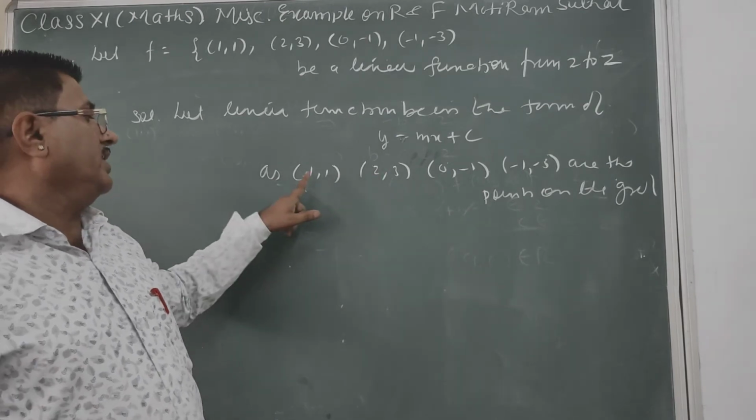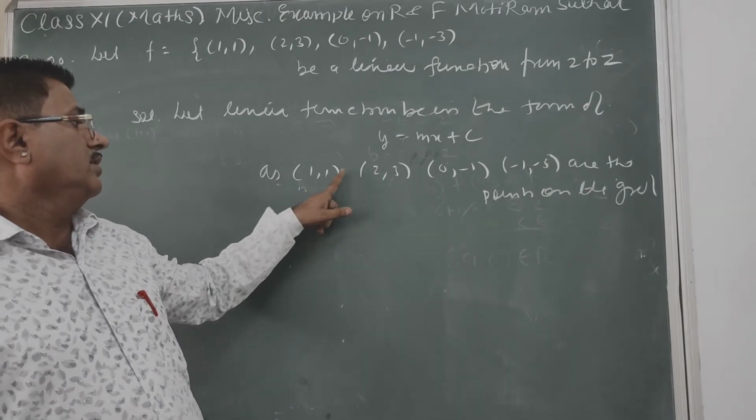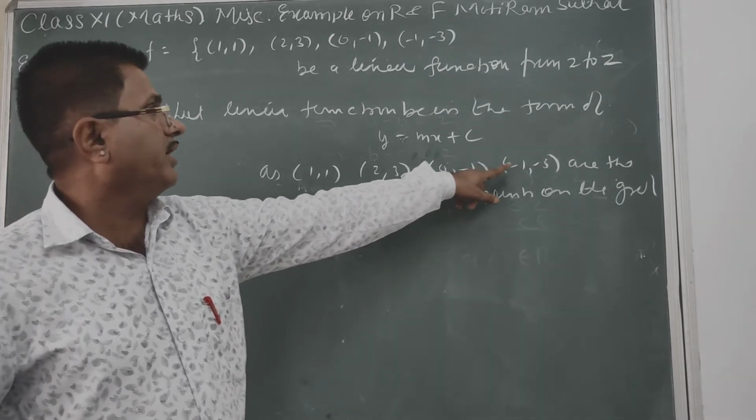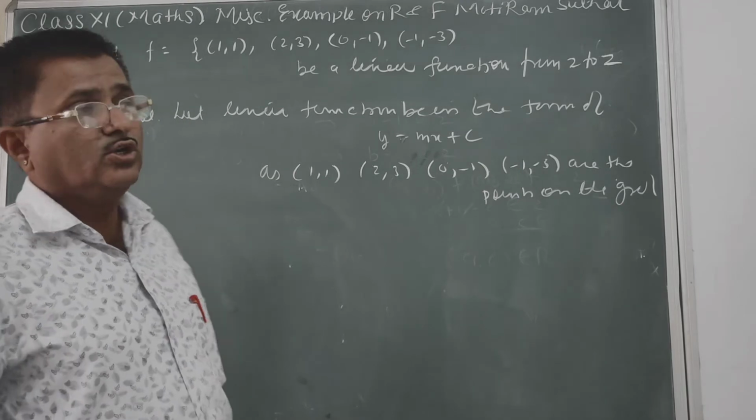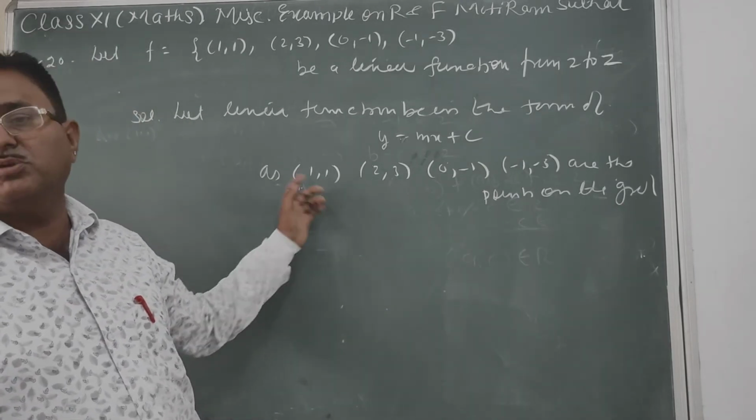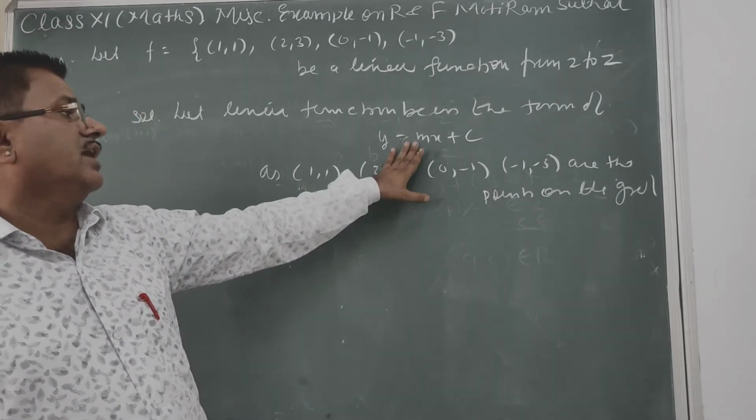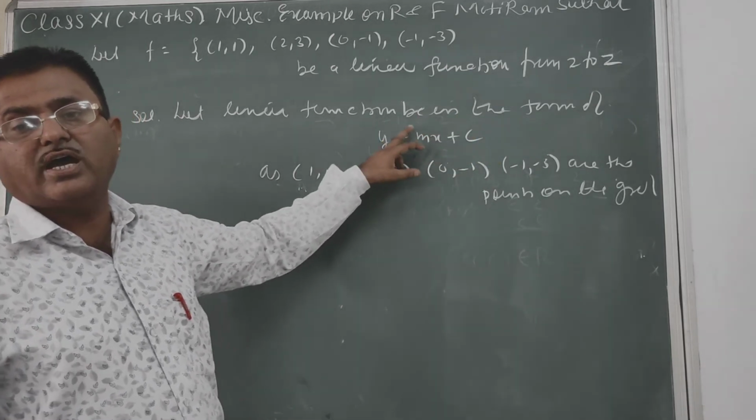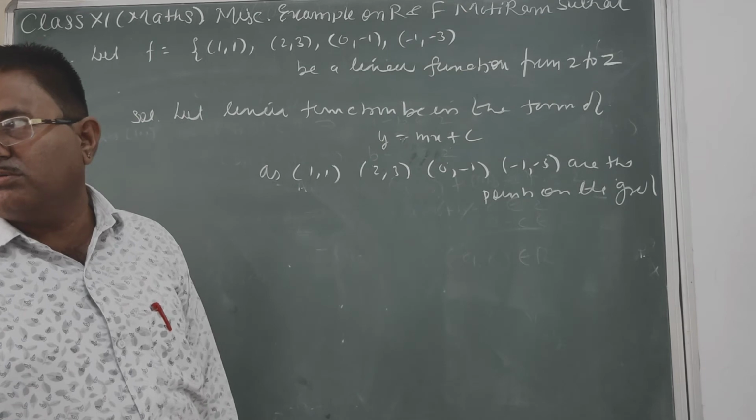Points mean (x1, y1), (x2, y2), and so on. So you can take any two points. इसमें से कोई भी आप दो पॉइंट ले करके यहाँ डाल दीजिए. You get the value of m और c. तो ये जो हमने फंक्शन सपोज किया है इसमें m और c की वैल्यू आपको मिल जाएगी.